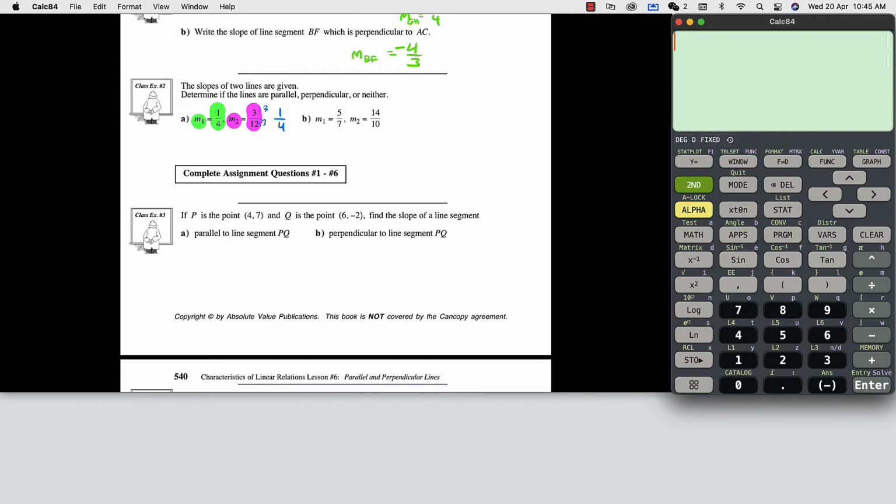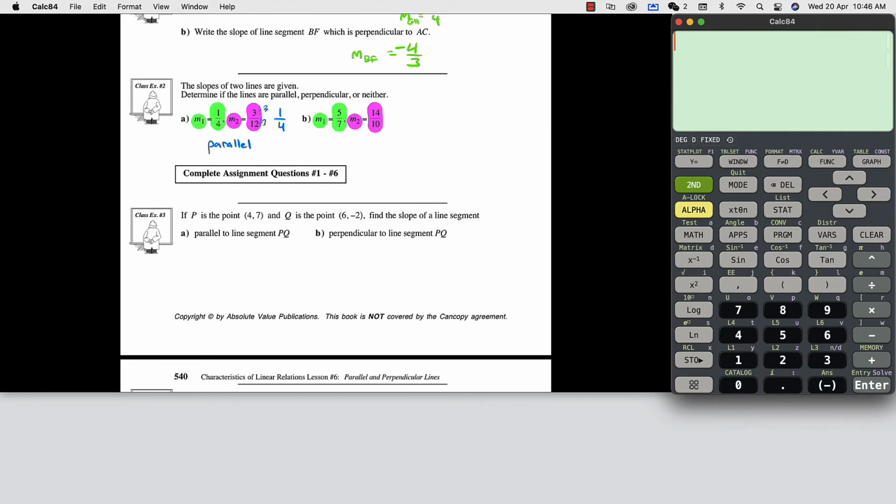Now in this case, they're both positive, they're both the same, so this would be a parallel line. And for the next one, M1 is 5 over 7. M1 is 5 over 7, thank you. And M2 is going to be 14 over 10.